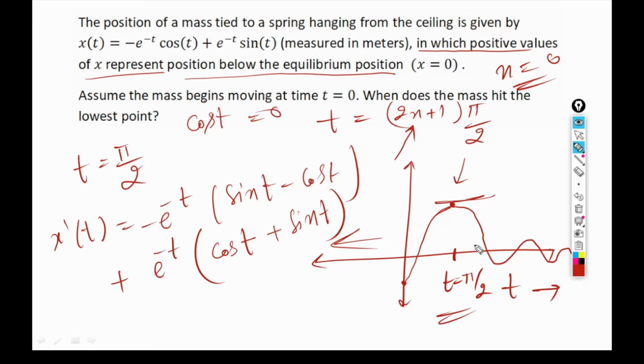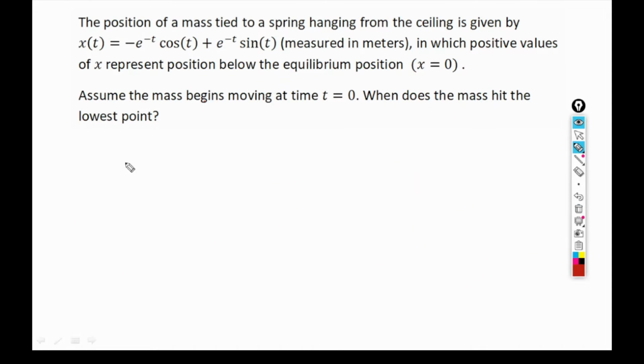Okay, so at t equal to pi by 2, the mass will go the maximum down, or x will have the maximum value, or you can say the mass will hit the lowest point at t equal to pi by 2. So the answer to this question, when does the mass hit the lowest point, is that it hits the lowest point at t equal to pi by 2.